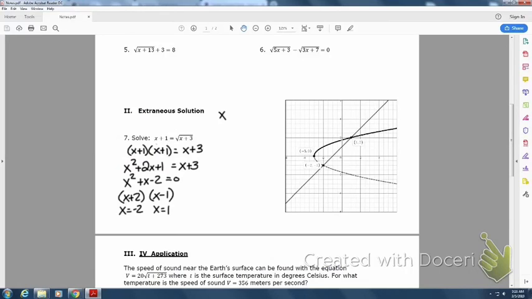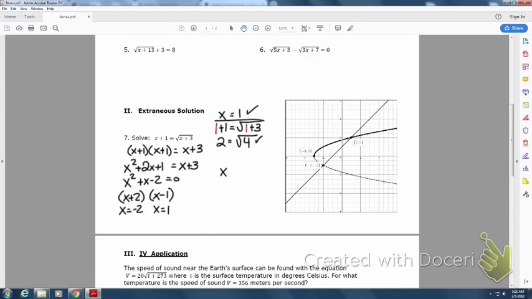So first, I'm going to put 1 in there. So I've got 1 plus 1 equals the square root of 1 plus 3. Hopefully we can all agree that 1 plus 1 is 2 and 1 plus 3 is 4. Is the square root of 4 2? Yes, that's a true statement. So that is an actual solution, a real solution in this problem.